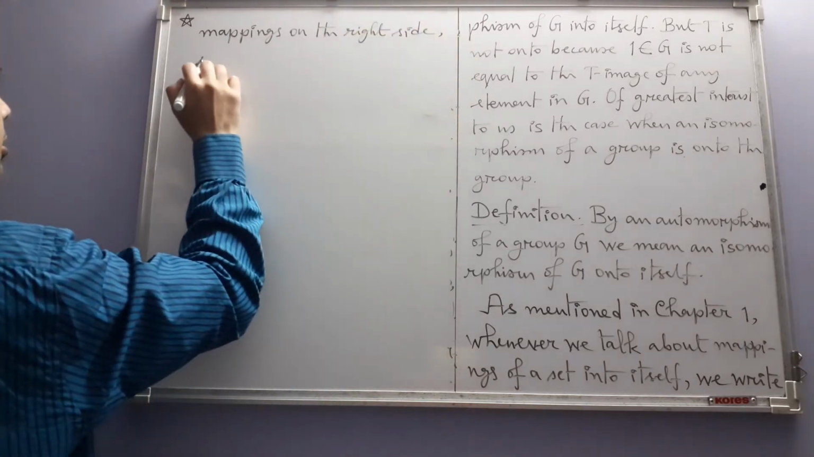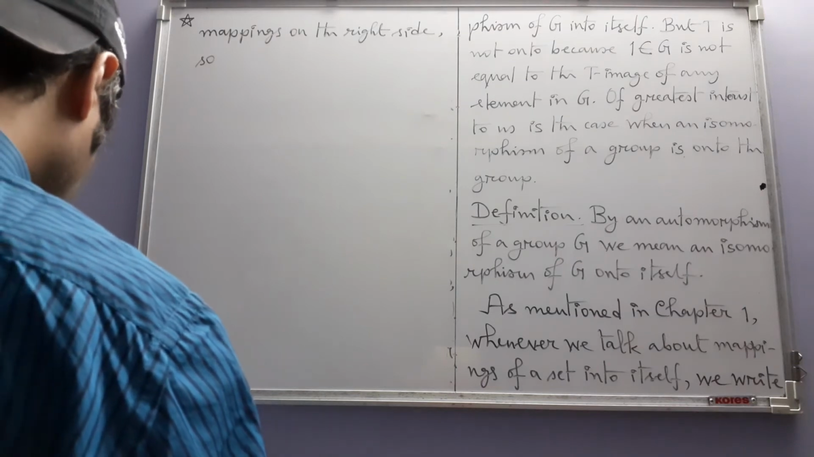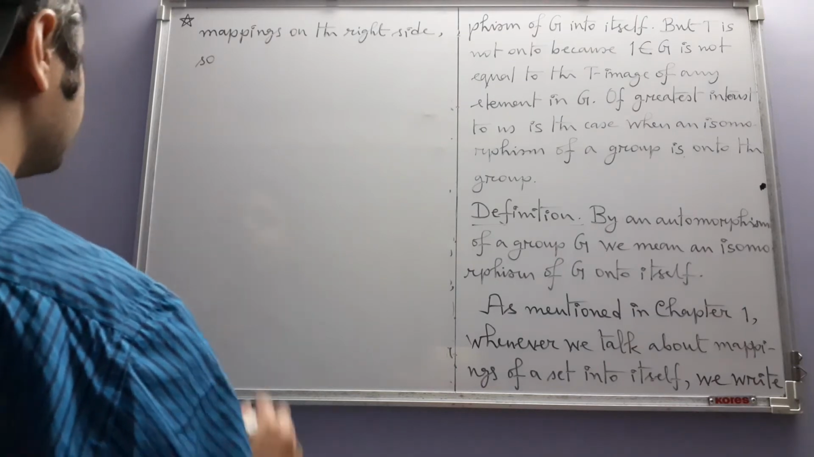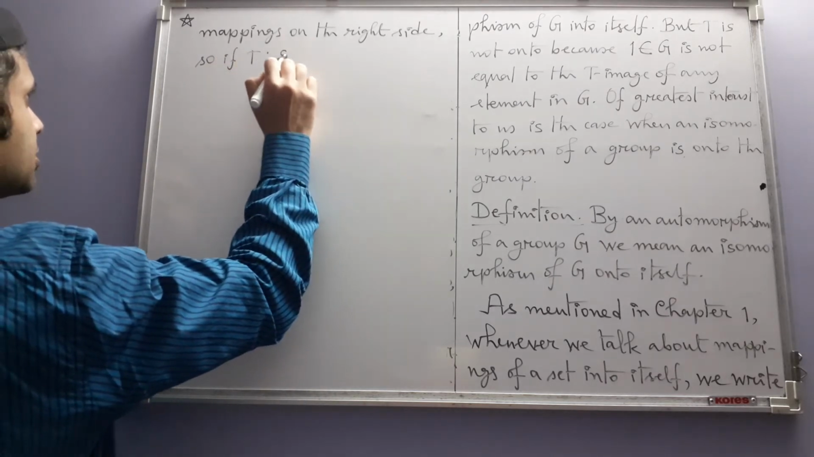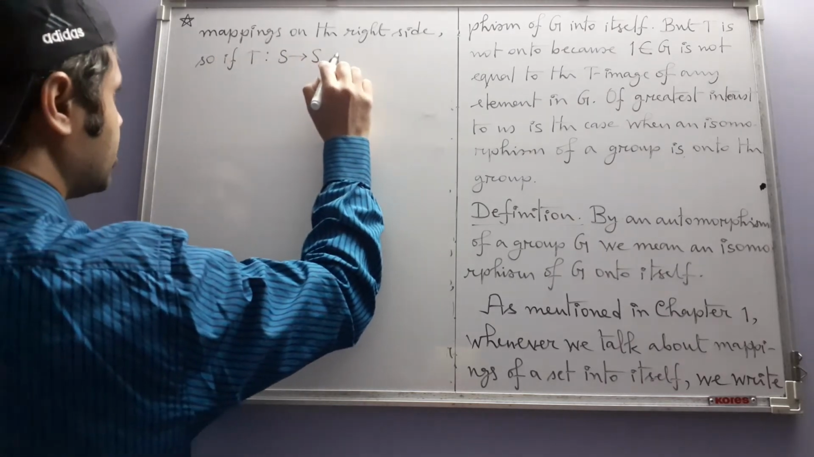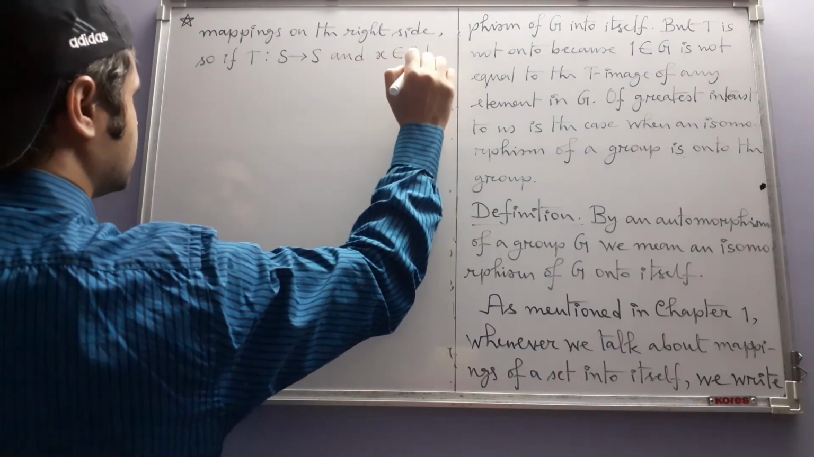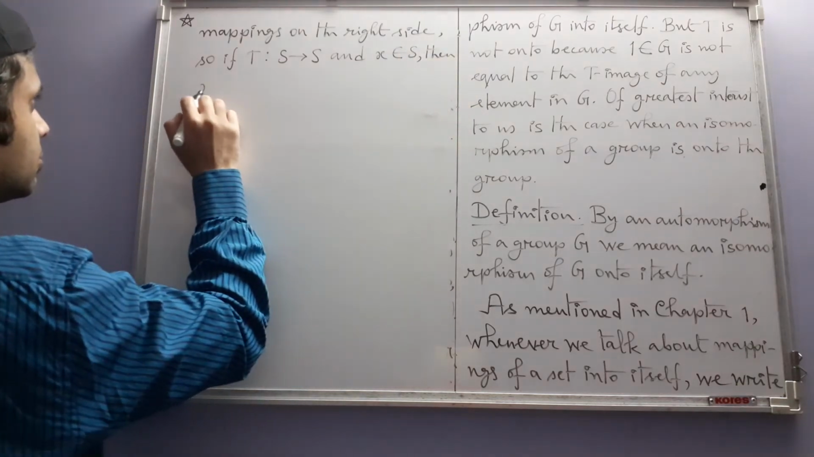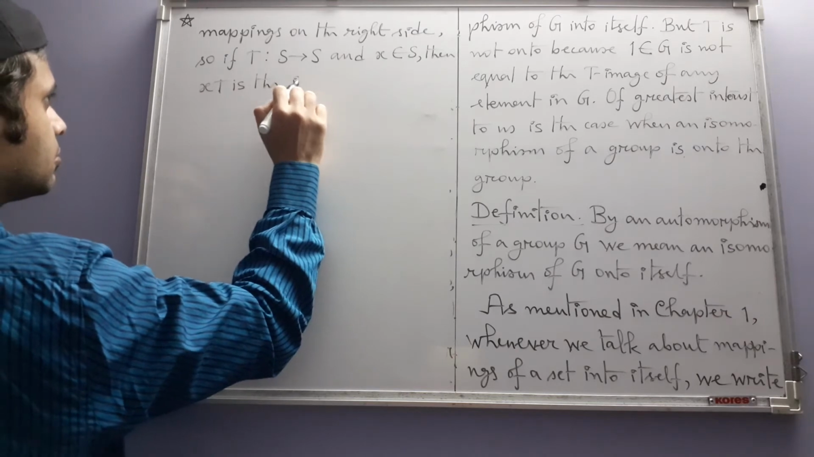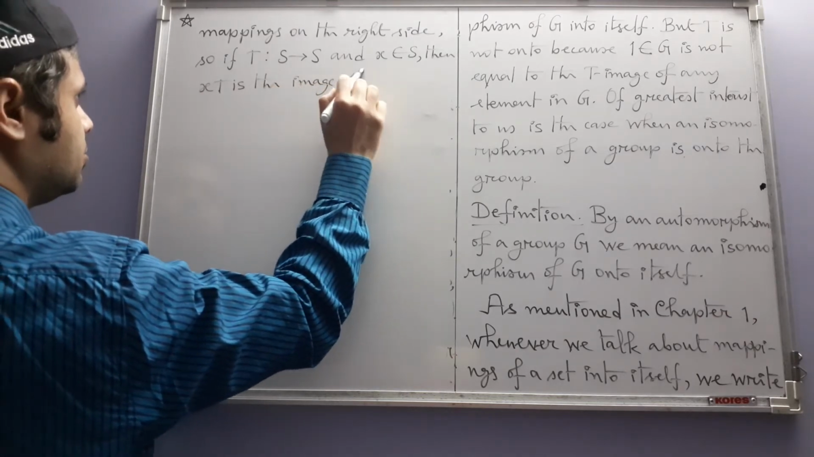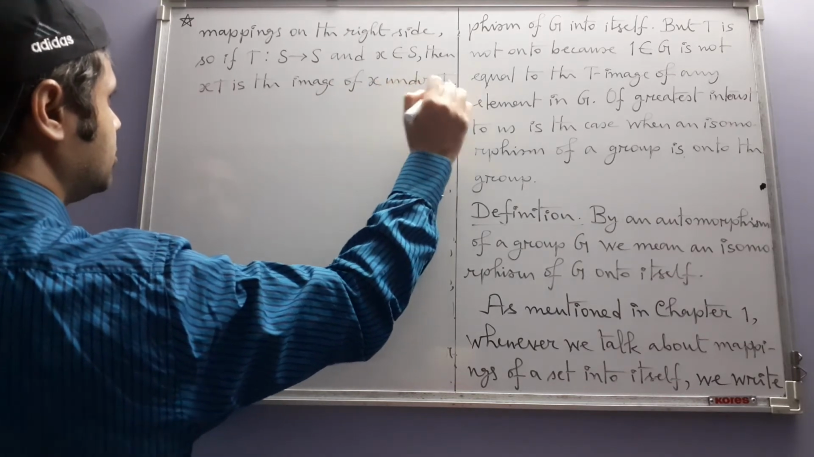Mappings on the right side. So if T maps a set S into itself and x is an element in S, then xT is the image of x under T.